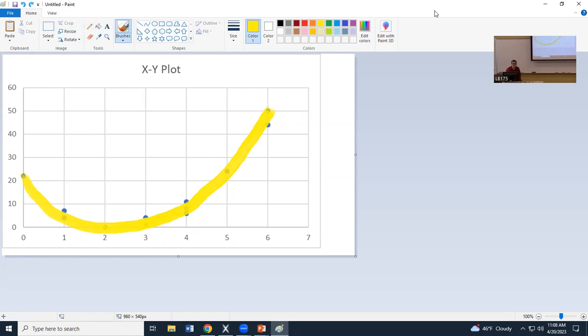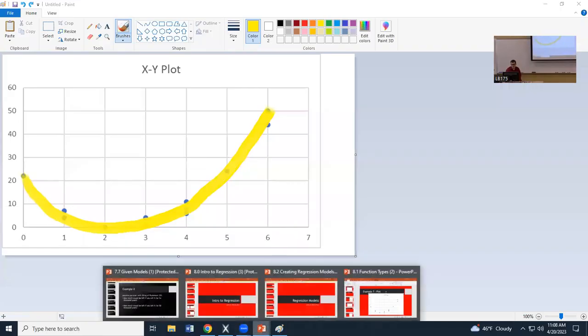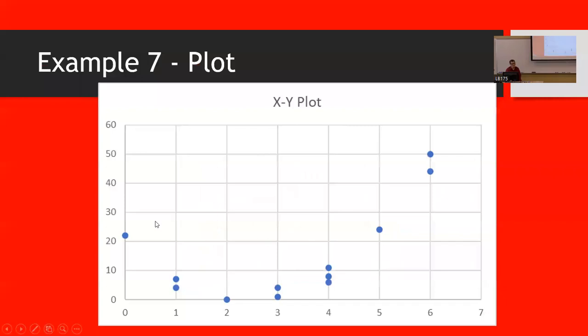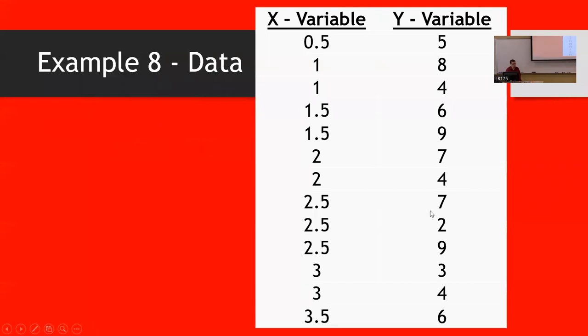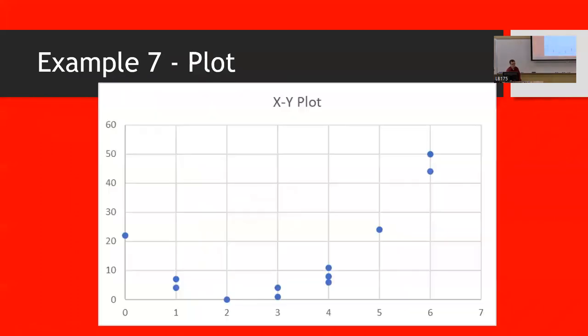And because that looks parabolic shaped, I would say this is going to be a quadratic function. So that's a quadratic function. Example 7, that is.